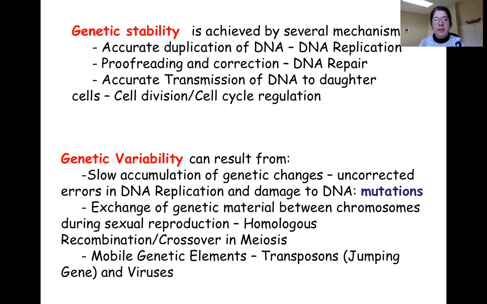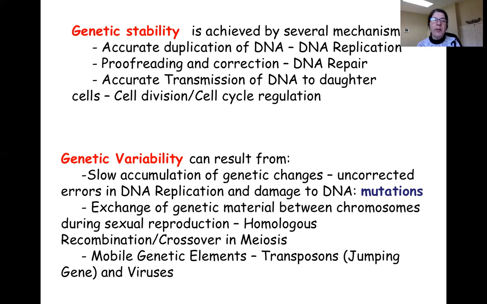How is genetic variability achieved? Now, genetic variability can result from the slow accumulation of genetic changes, which come from either uncorrected errors in DNA replication or actually a direct damage to our DNA, and these are called mutations. Genetic variability can result also from exchange of genetic material between chromosomes during sexual reproduction, which we call homologous recombination or crossover, and it happens in meiosis 1. We just learned this in Unit 5.